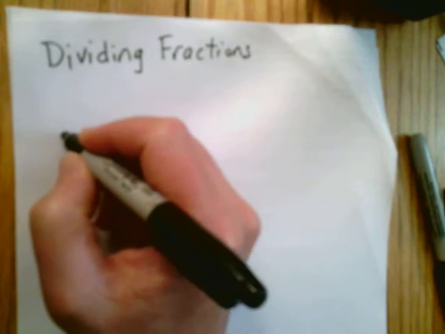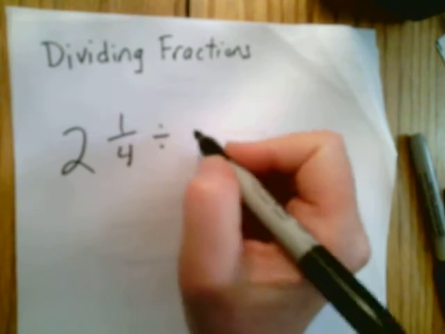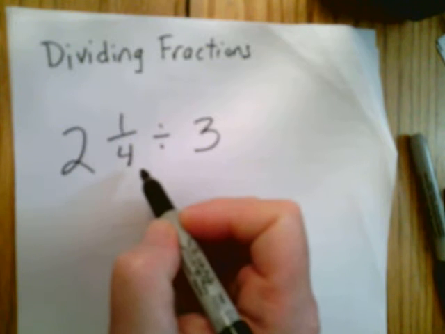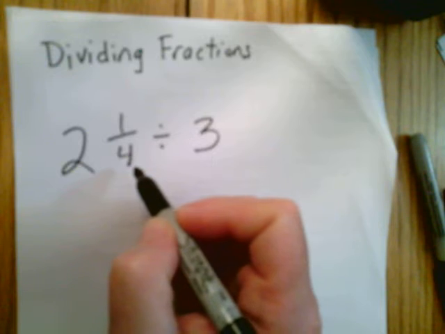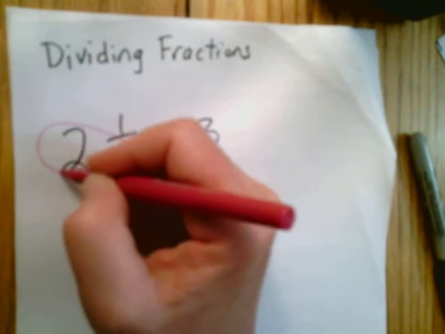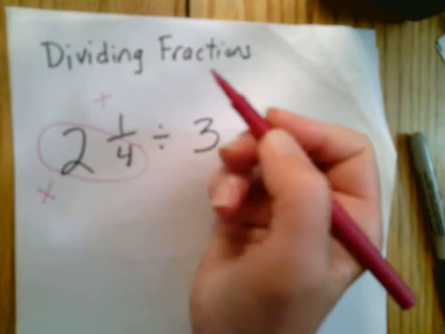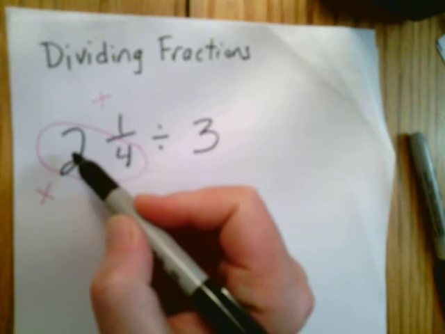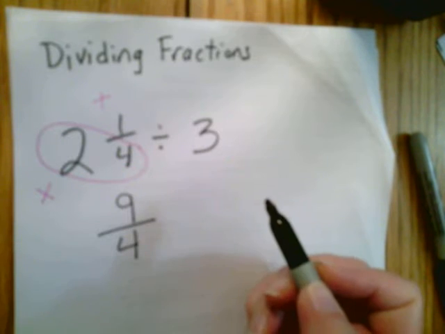So for example, if we have 2 and 1/4 divided by 3, our first step is to get this into an easier fraction to work with. Okay, so remembering that we're going to multiply the denominator and the whole number with multiplication, and then we're going to add the numerator. So we have 4 times 2 is 8 plus 1 is 9. And we're keeping the denominator the same.